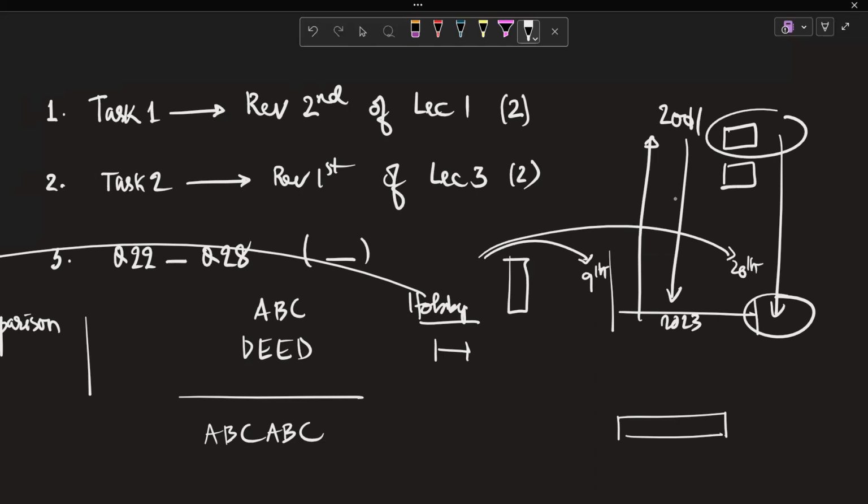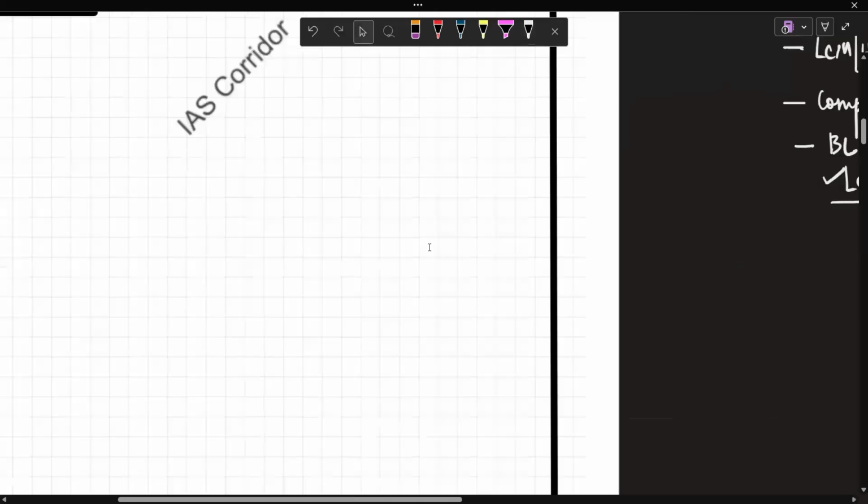Just keep on solving, make your strength analysis, and add the tricks that have been shared with you. Got it? Now let us proceed to today's lecture. Today we will be doing question number 22 to question number 28.